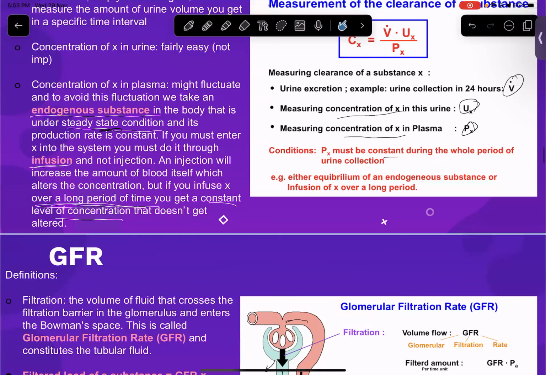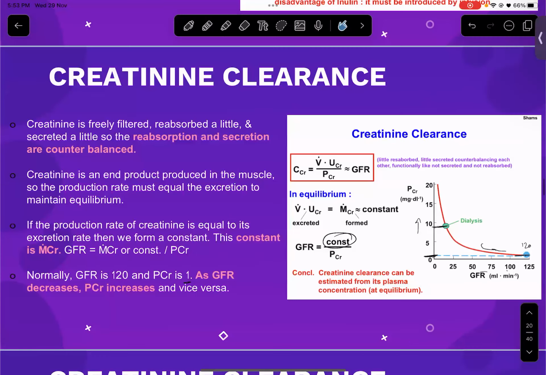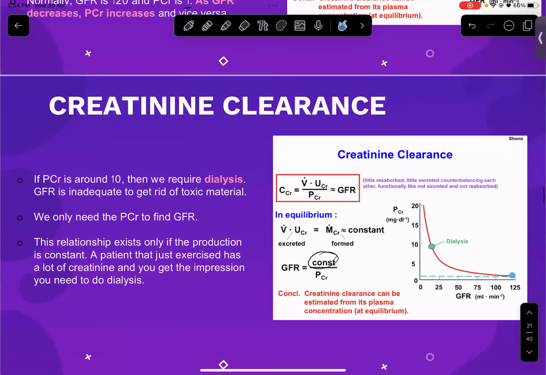Okay? So again, the good thing about creatinine is that it's endogenous. We have constants, so we only ever worry about the concentration of the creatinine in the plasma. And finally, we make sure that the patient is in a steady state condition where they haven't exercised and they haven't released a lot of creatinine. Otherwise, we get the impression they need dialysis.